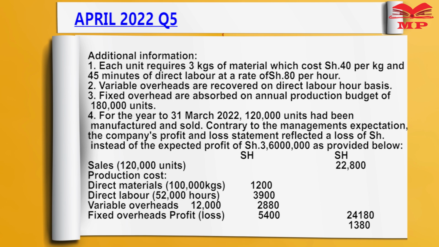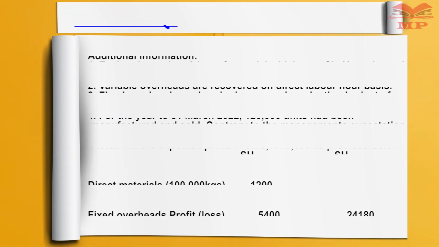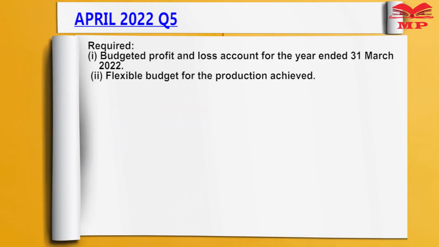Contrary to the management's expectation, the company's profit and loss statement reflected a loss of 1,380,000 instead of an expected profit of 3,600,000 as provided below. So we have a statement which is showing a loss of 1,380,000. Then required, Roman number 1: budgeted profit and loss account for the year ended 31st March 2022.